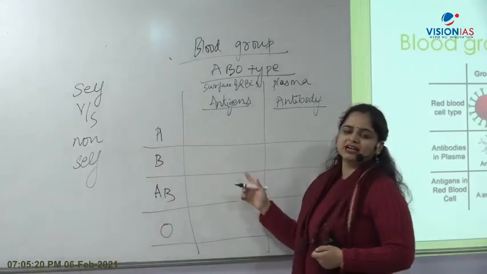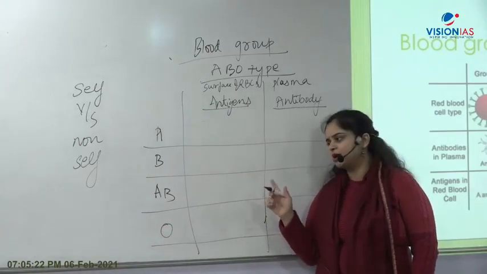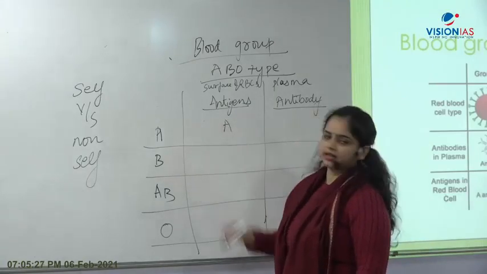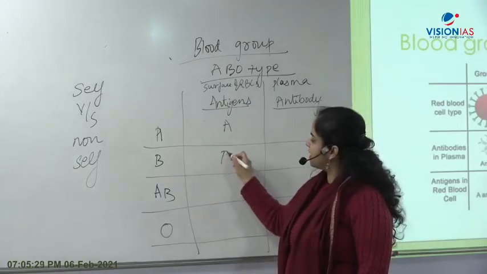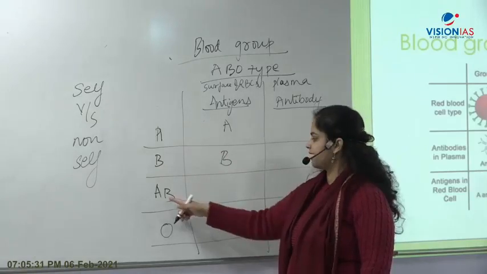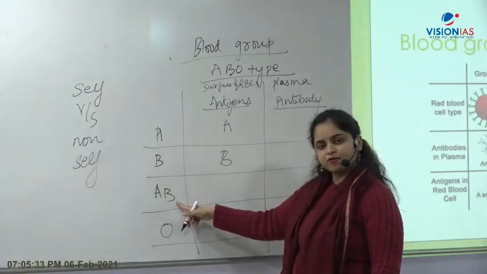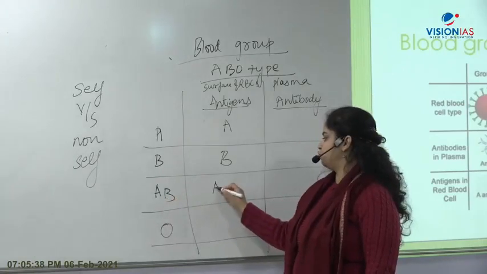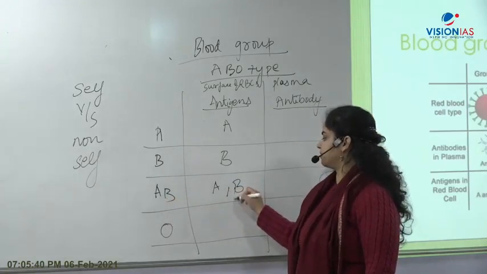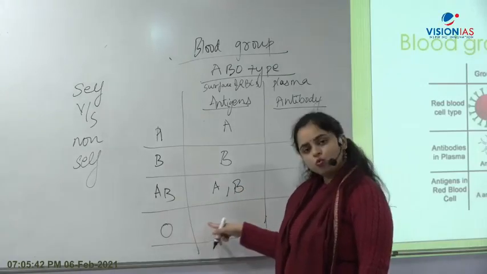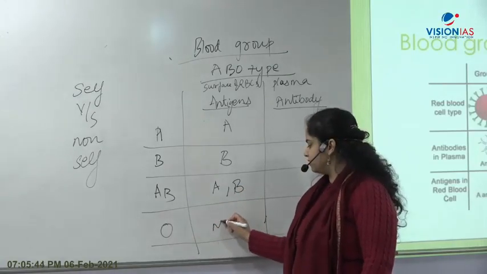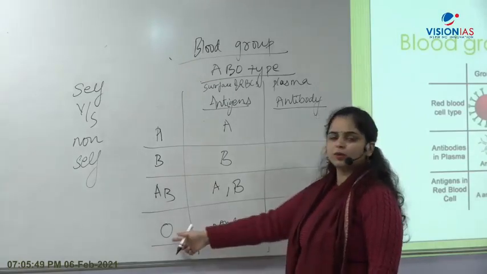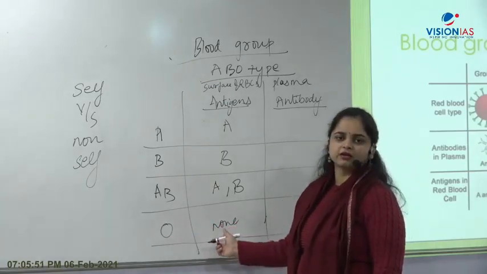Based on what antigen is present, each blood group gets its name. A blood group has an antigen A. B blood group has an antigen B. AB is a type of blood group which has both A and B, so two antigens are present here. And O blood group does not contain any antigen. So you can equate it to 0 or none.